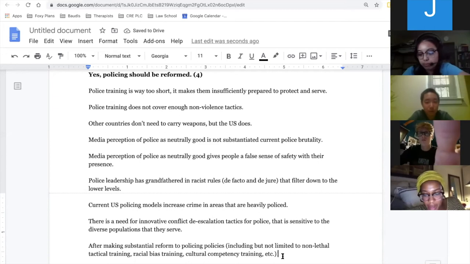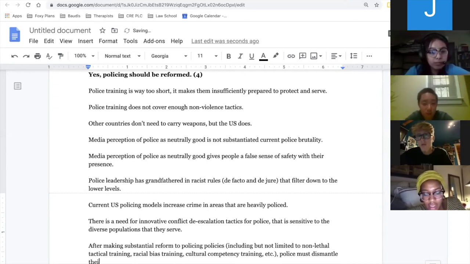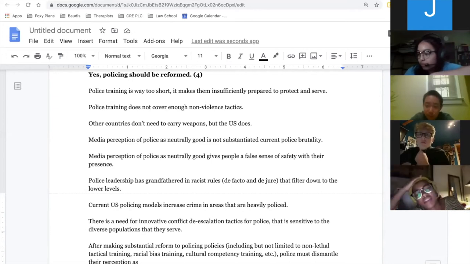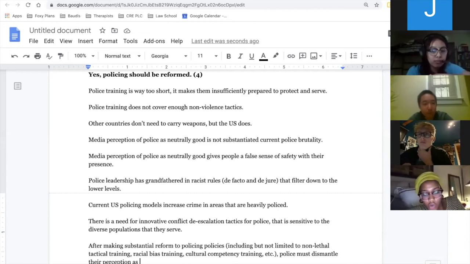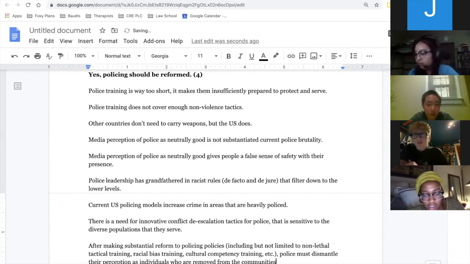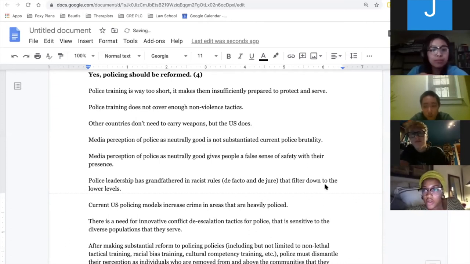After making substantial reform to policing policies, police must dismantle their perception as, I'm trying to figure out how to word that, as people, or as individuals who are removed from and above the communities that they serve. Does that sound good? Yeah. Okay.